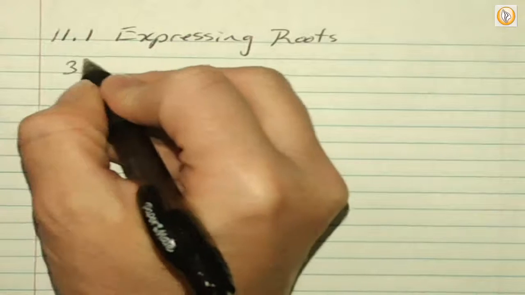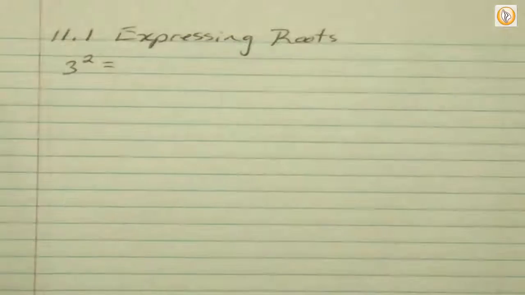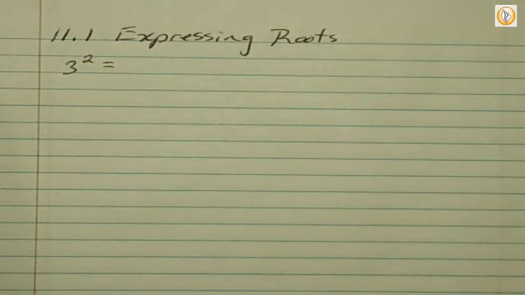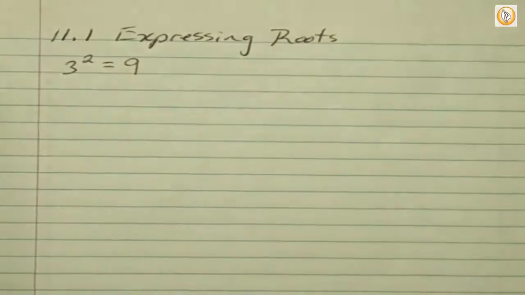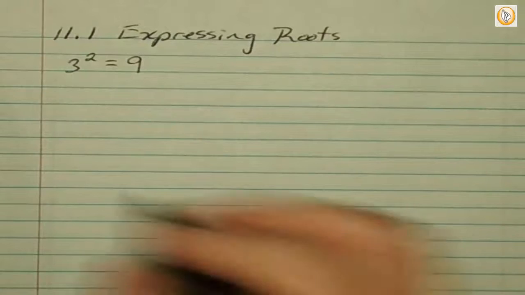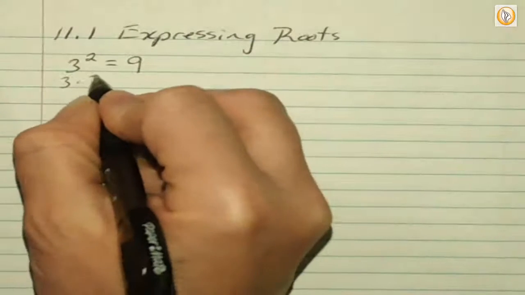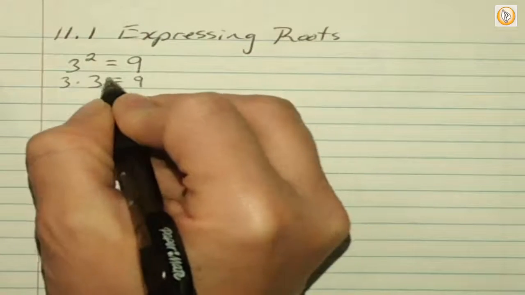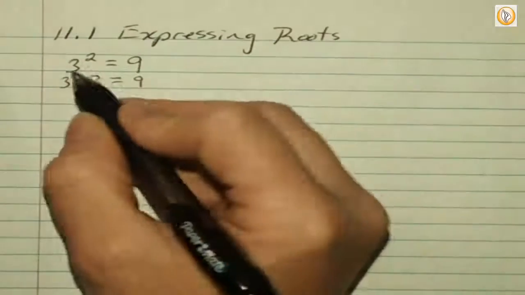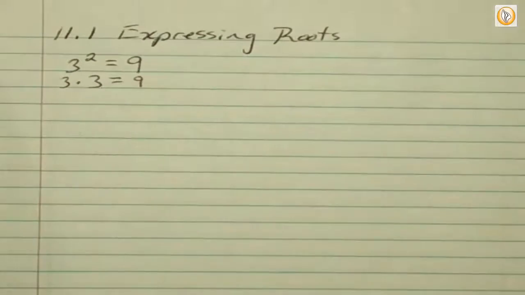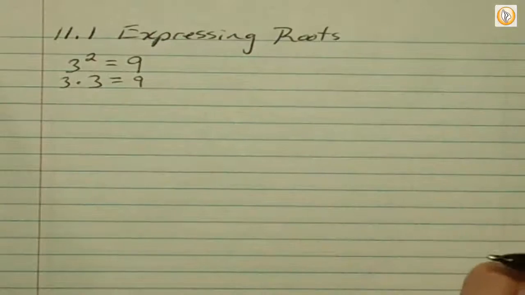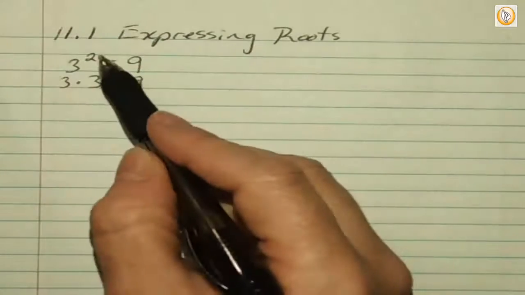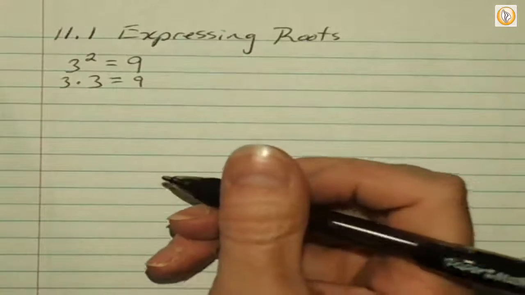So let's kind of review a little bit. 3 squared is very good. Now, just to remind you, that would be 3 times 3, right? That is not 3 times 2. See, I'm having to remind you all this. That is not 3 times 2. 3 times 2 would be 6, and that's not correct. 3 squared is 3 times 3.